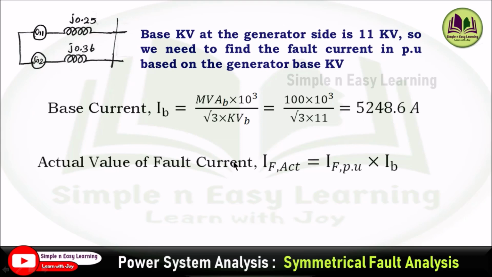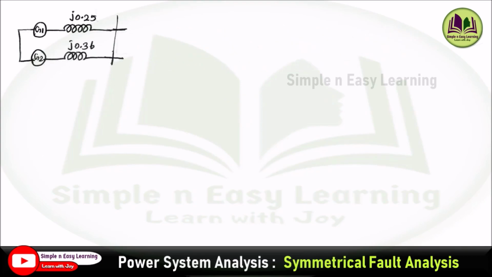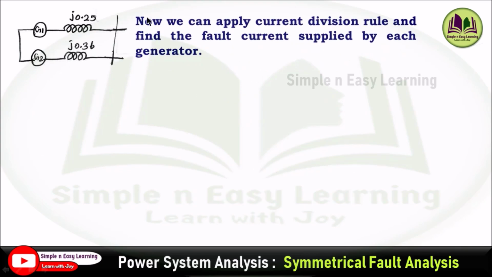And now the actual value of fault current will be equal to per unit value of fault current into base current. So per unit value of fault current already we determined, it is minus j 3.813 or 3.813 angle minus 90, into this 5248.6 we will be getting minus j 20,012 ampere. And this is your actual value of fault current, that is the total current at the generator terminal. Now you can apply the current division rule and find the fault current supplied by each generator.